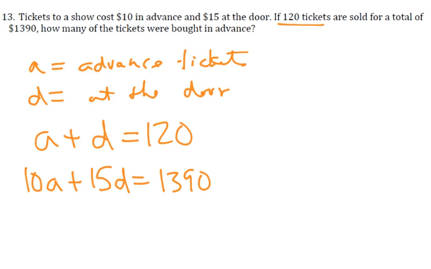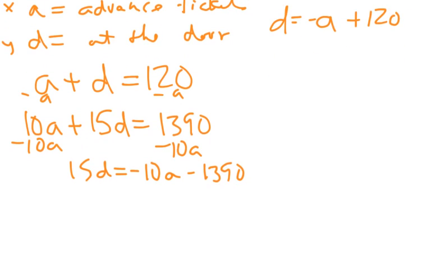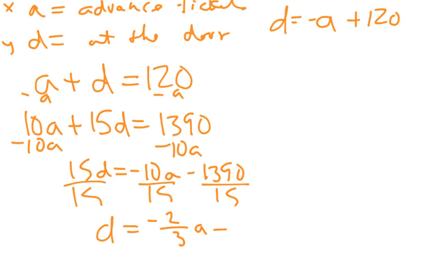Okay, now I need to graph these, right? So we need to put them in a format that's easy to graph. So let's say D is like our Y and A is like our X. So I'd subtract A. So I'd have D equals negative A plus 120. Okay, then I'd subtract 10A to get 15D equals negative 10A plus 1390. Then we divide everything by 15. So we get D equals negative 2/3 A plus, what's 1390 divided by 15? We get 92 and 2/3.